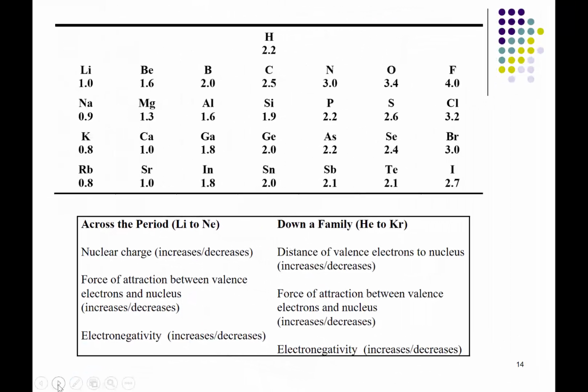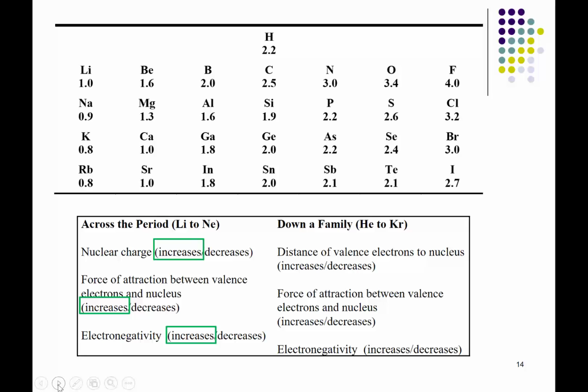Again, I'm scaffolding this for you. If you're asked to explain the trend, this is the sort of explanation I'd like you to make. Across the periodic table, the first thing we look at is the nuclear charge. And of course, the nuclear charge indeed increases across the periodic table. This results in an increase in the force of attraction between the valence electrons and the nucleus. And then, of course, this also results in an increase in electronegativity.